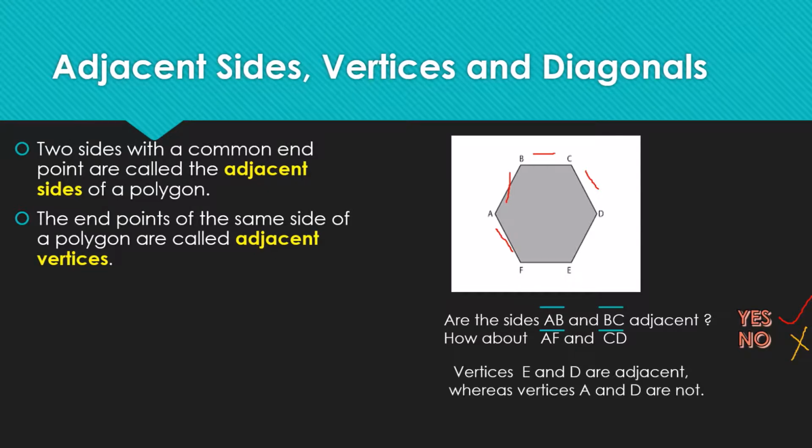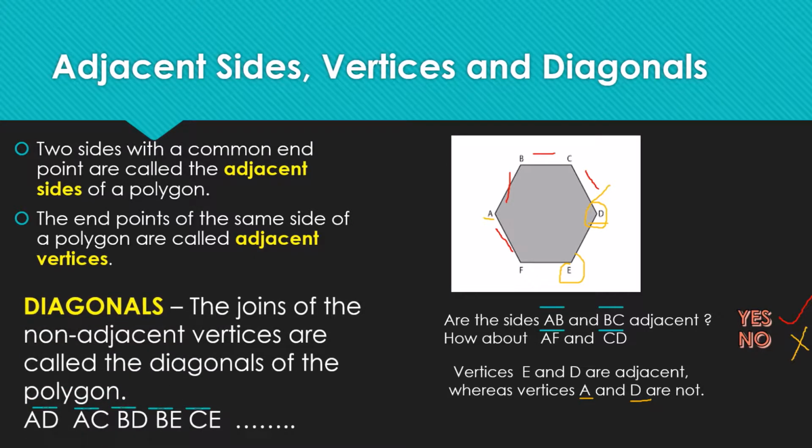Now, let's see. Like this, vertices E and D are adjacent. Means they are side by side. But vertices A and D are not.